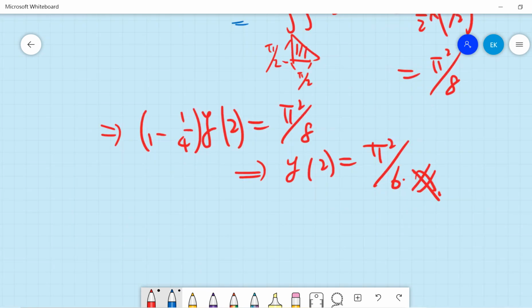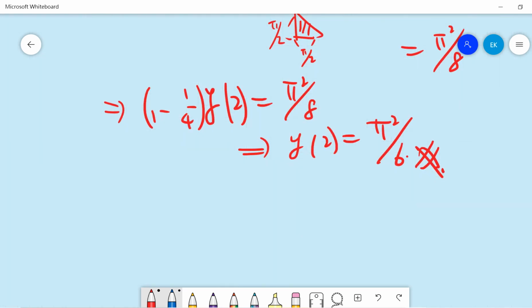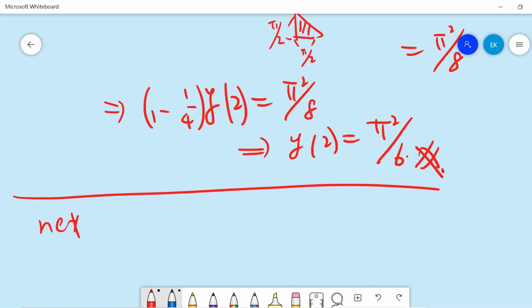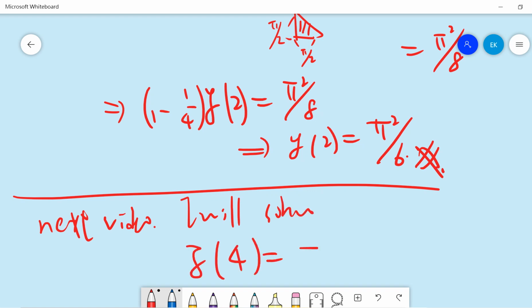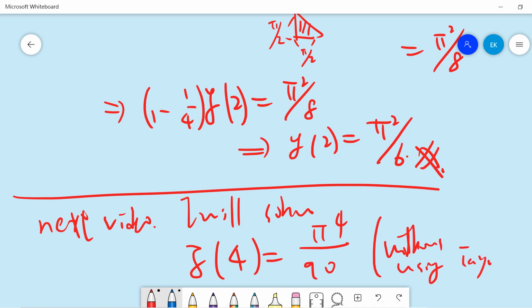So in another video I will show how to do zeta 4. Basically, in the next video, I will show zeta 4 equals pi to the 4th over 90 without using the Taylor expansion and the Fourier series. I will use some novel way to show this.